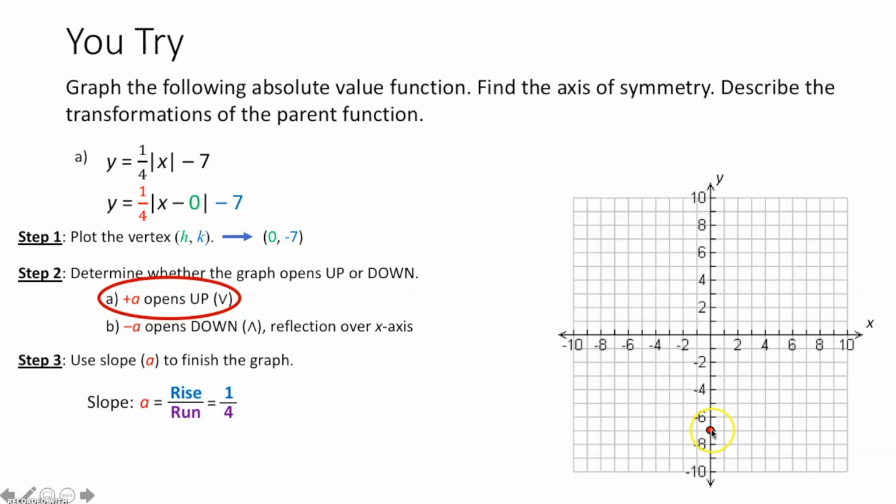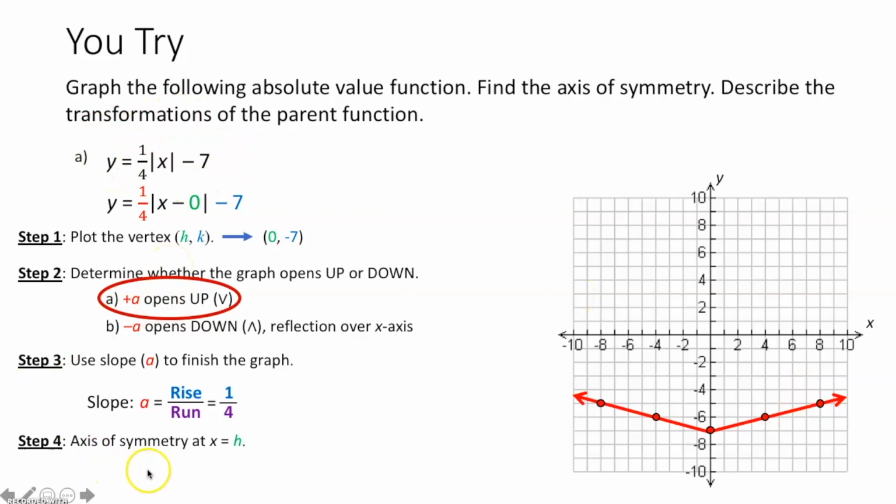So from our point, we're going to go up 1 to the right, 1, 2, 3, 4, and put a point. Next, we're going to go up 1 over 1, 2, 3, 4, put a point. Sweet, that's half of our V, so we come back to our vertex, and instead of going up and to the right 4, we go up 1 and to the left 4, and we put a point. Next, we go up 1 and go to the left, 1, 2, 3, 4, and put a point. Now draw a V going through those points. We have successfully graphed our absolute value function up here.